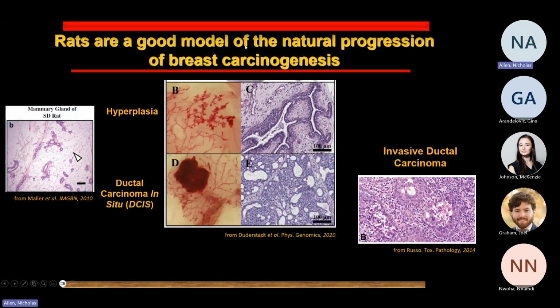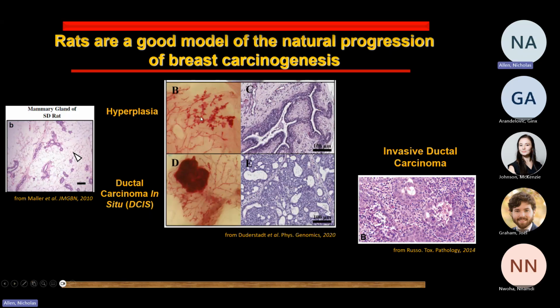Another way that rats are a good model is that they model the natural progression of breast carcinogenesis. We're using the rat as an example. You go from normal tissue, some kind of insult, the environment gets going, and then one of the first things that happens is you get this hyperplasia in these terminal end buds of these ducts. So you can see the gross anatomy here, then you can see at the microscopic level what's going on.